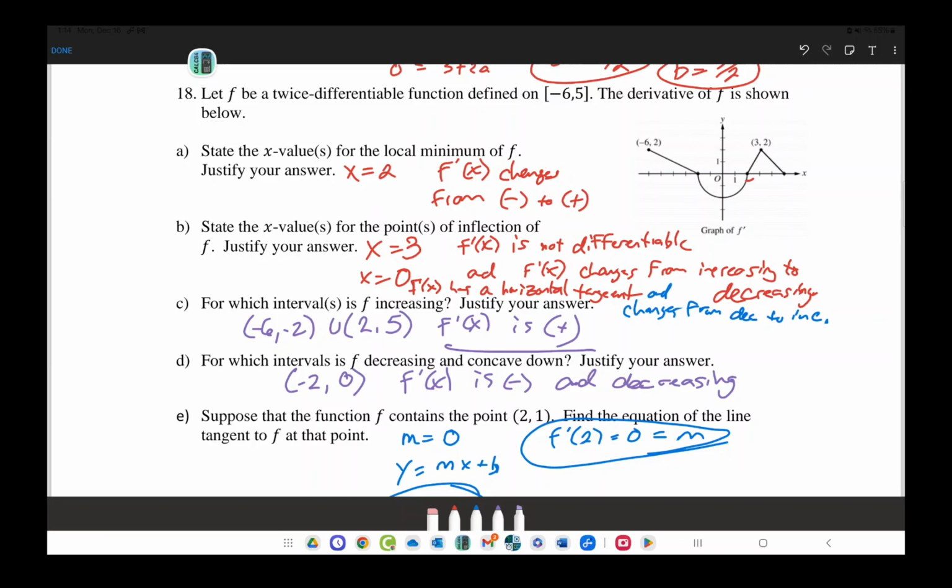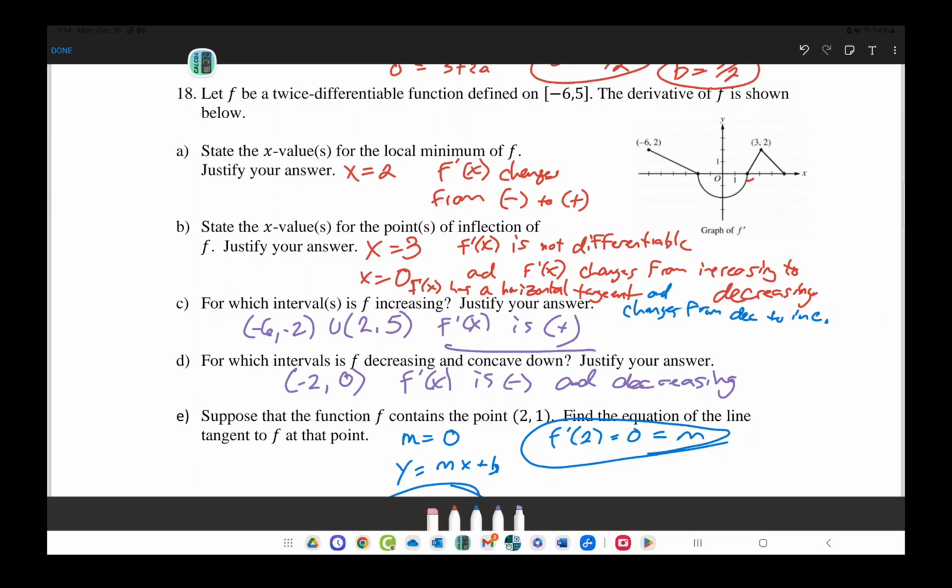Just make sure to test your stuff. On this one was where it's decreasing. It has to be below the x-axis, because that's where f is decreasing, where f prime is negative. And to be concave down, f prime must also be decreasing. If it just said where f is decreasing, it would be the entire thing from -2 to 2.